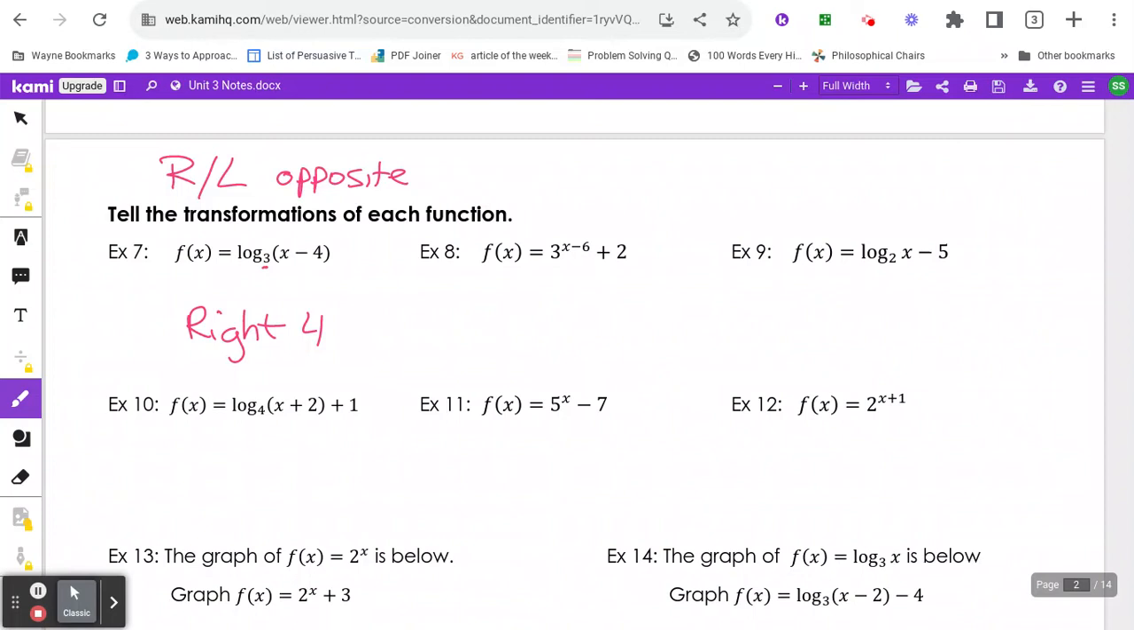Example number 8, that x minus 6 would be to the right 6. And it's almost like there's a parenthesis right there, except because it's all part of the exponent, they don't write the parentheses. So just know that that's the equivalent of having parentheses around there. And then plus 2 means we would go up 2. Minus 5 here at the end, it's not inside a parenthesis, so this means that's going to move down 5.